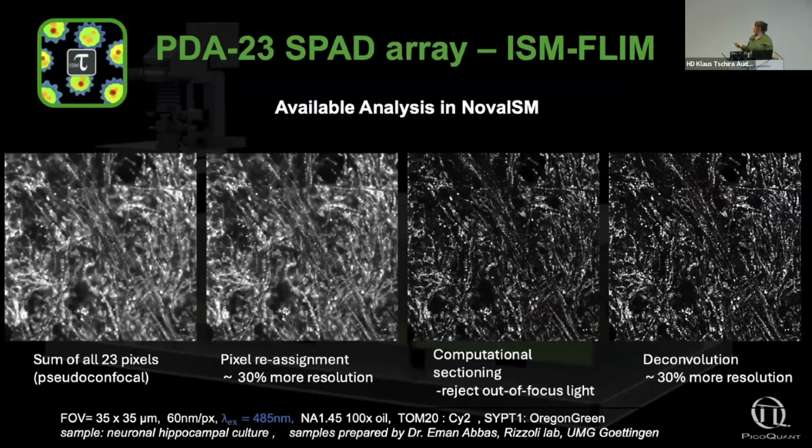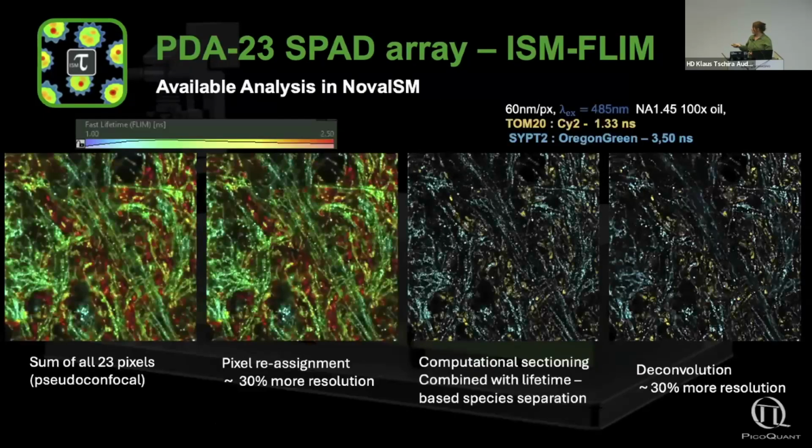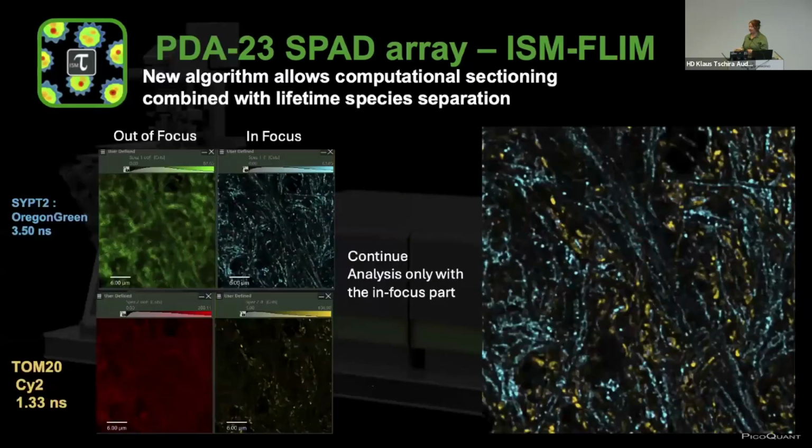And then on top of this in-focus light image, you can do a deconvolution that is also integrated in the software to gain another 30% more resolution. Of course, this is nothing that is invented by us, but what we include now is the fluorescence lifetime part of it, so you can directly get the lifetime information in those images, also in the computational sectioning one, and then you can go on with your lifetime analysis after the computational sectioning, for example, and even do a deconvolution in the end.